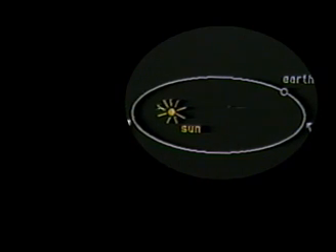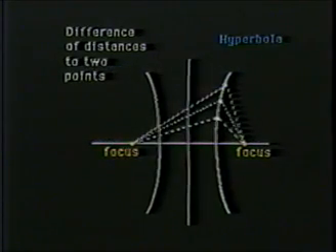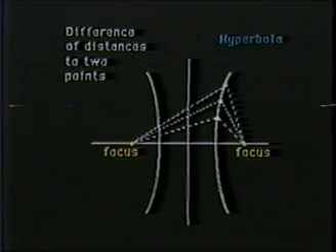Our final shape is a set of twins created by that odd vertical section through both of our cones, the hyperbola. When we go to make a hyperbola, we'll still have two fixed points, but in this case we subtract distances instead of adding them. The distance to one focus minus the distance to the other is equal in every case. We mark the points and find that our nice smooth curve comes in two separate parts.